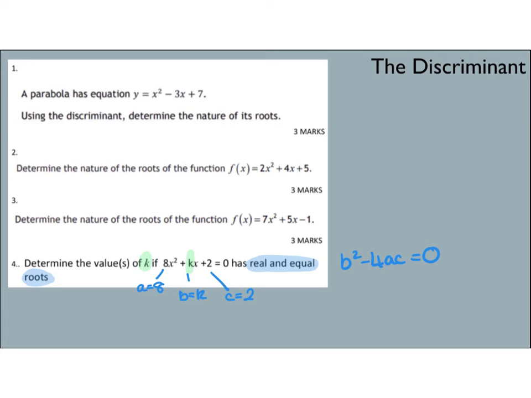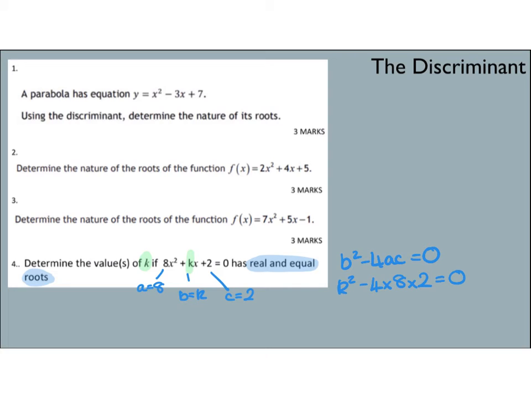So you'll see over in my equation there, that equation is equal to 0, which is quite an important thing to notice there. So I've got a is 8, b is k squared minus 4 times a is 8 and c is 2. And this time it's equal to 0. Now you need to keep writing that equals 0 down there for the moment, okay?